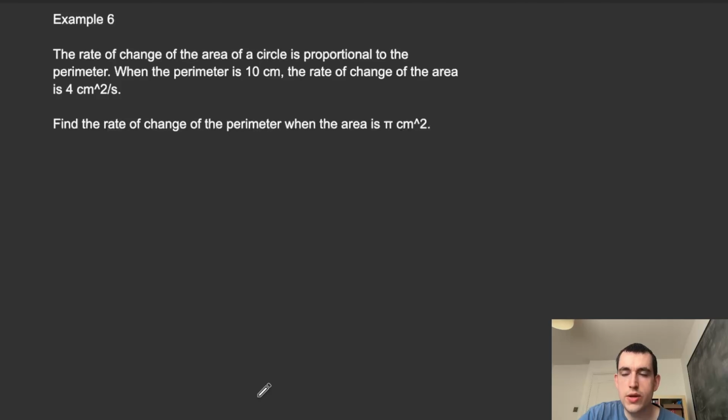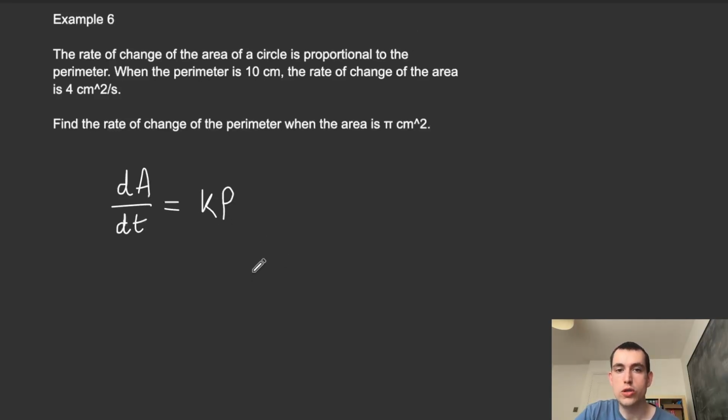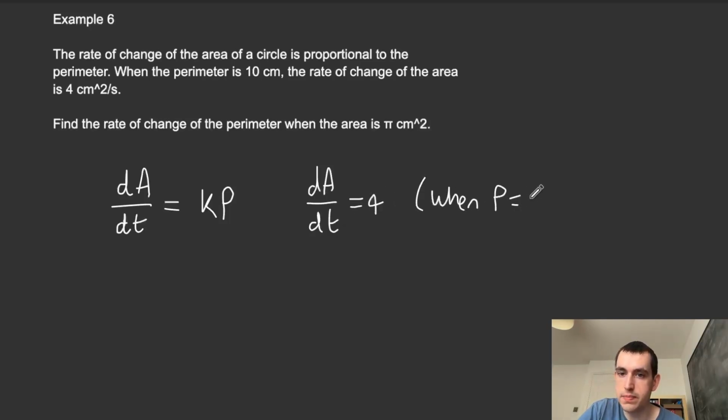So lots of words. How on earth do we crack something like this in the same way as before? Still says rate of change, so I'm going to write down my derivative. What's it the rate of change of? It's the rate of change of the area, so I'm going to put A here. And we're told that that's proportional, so I'm going to pop a k down, proportional to the perimeter, so I'm going to pop a P down. What's more, we're told that when the perimeter is 10, the rate of change of the area is 4. So that's dA dt again is equal to 4 when P is equal to 10.